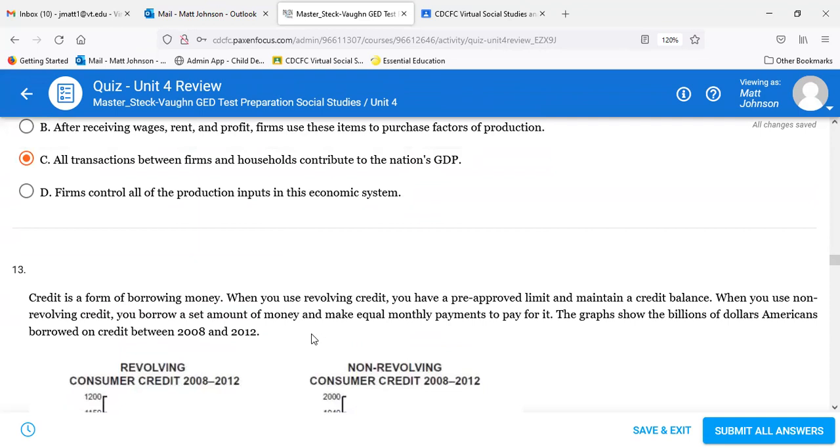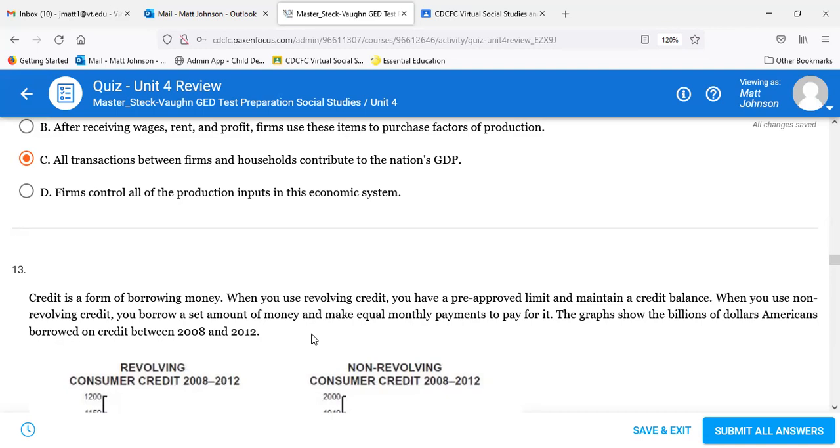So we talked a lot about credit. Hopefully you guys remember revolving credit and non-revolving credit, right? So credit is a form of borrowing money, as we know. When you use revolving credit, you have a pre-approved limit and maintain a credit balance, right? Once you pay that off and you keep your credit card in good standing, you can continue to use that credit as you pay it down, and then you can use it again.